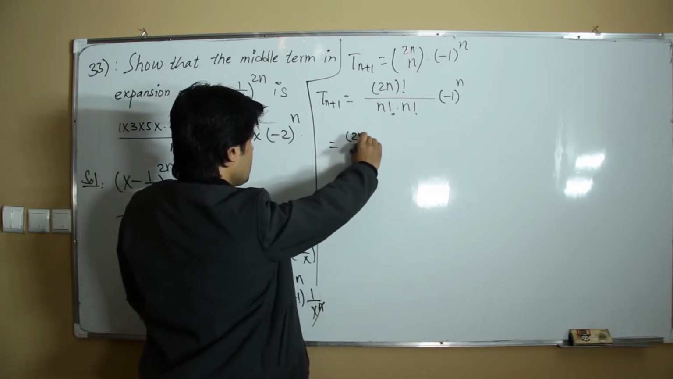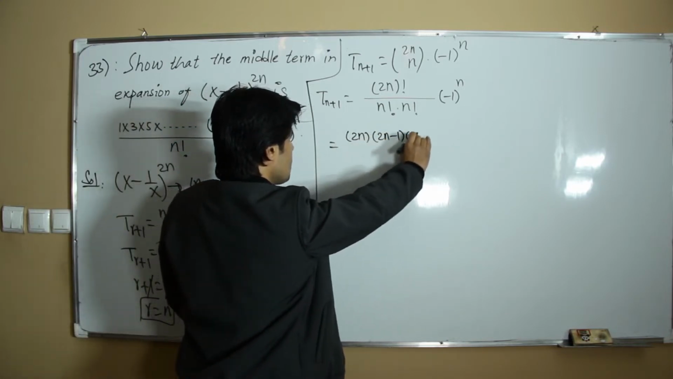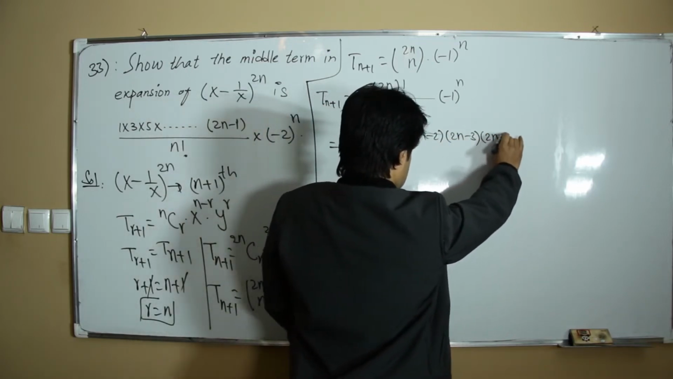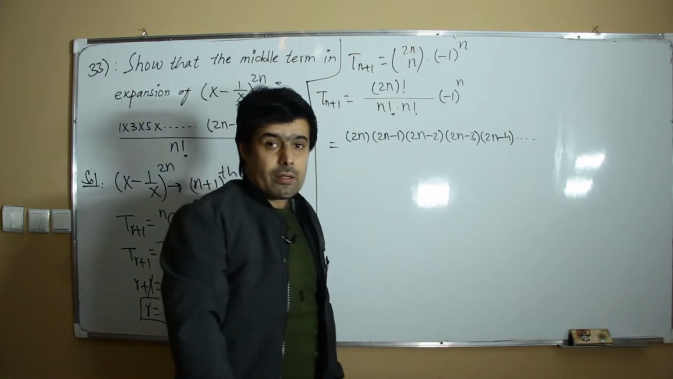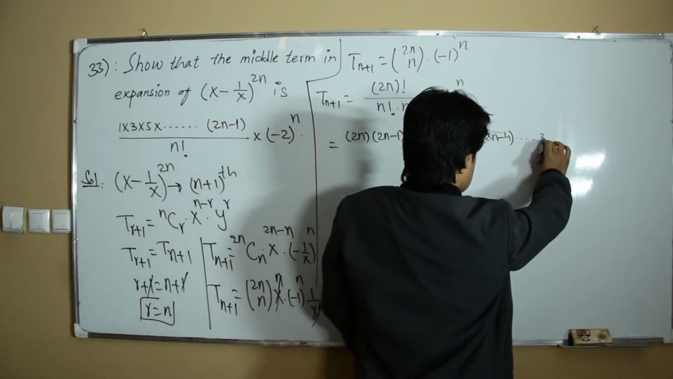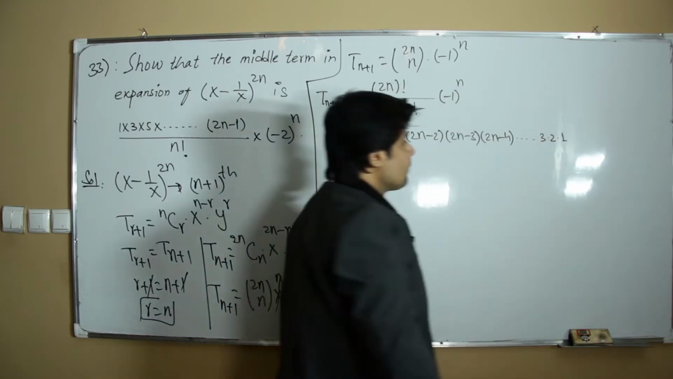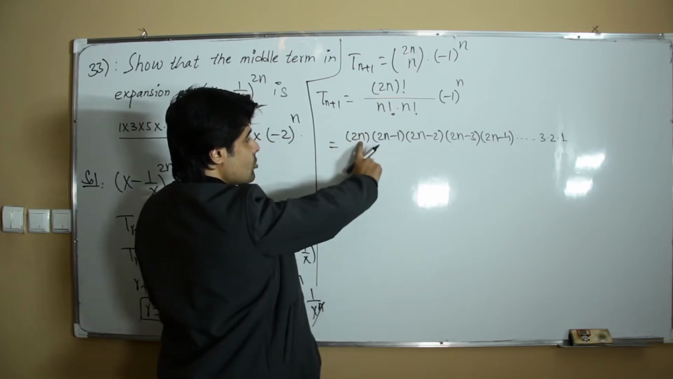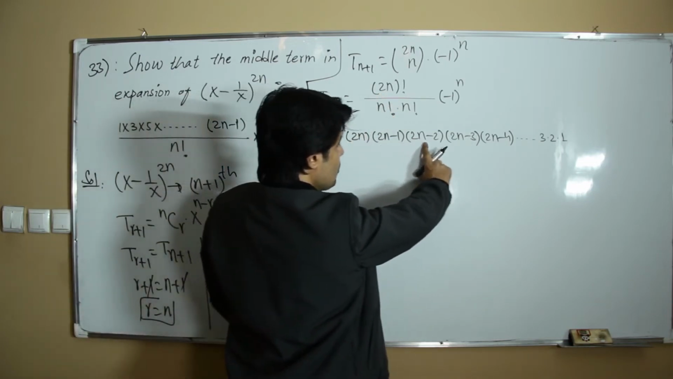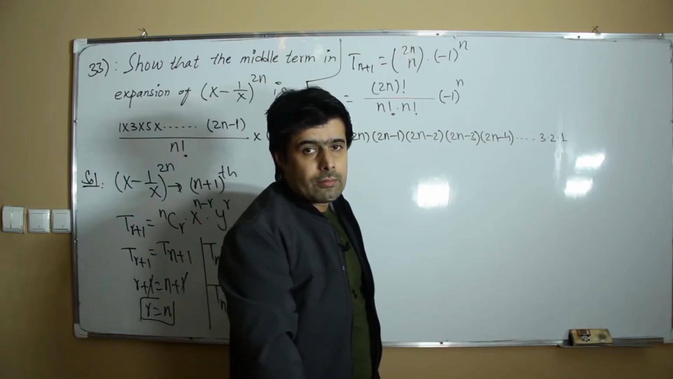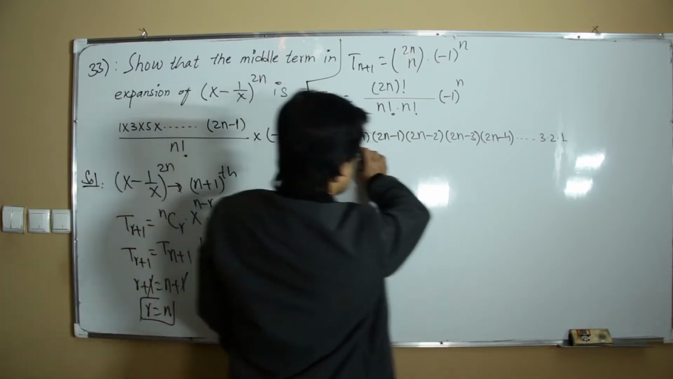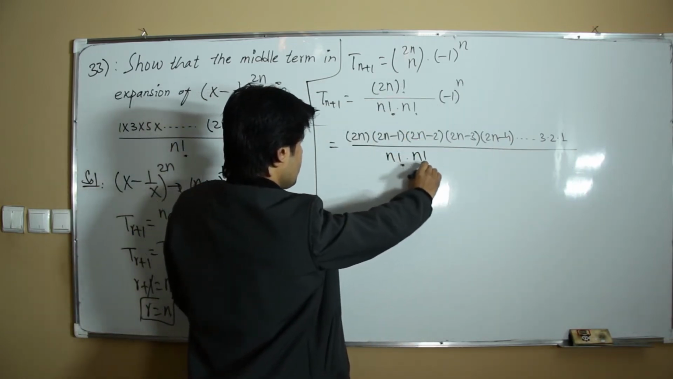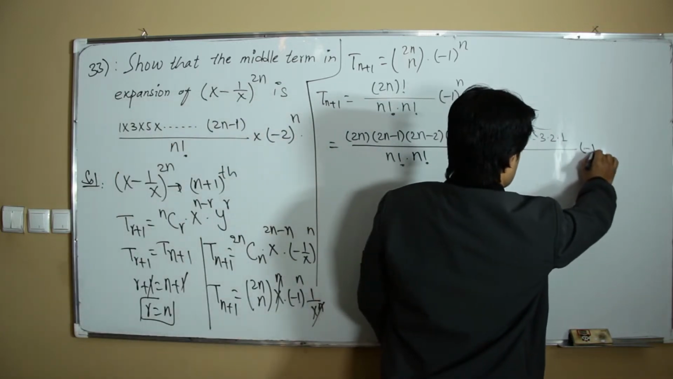It means 2n, 2n minus 1, 2n minus 2, 2n minus 3, 2n minus 4, up to where? Up to 1, up to 3 times 2 times 1. 2n is a number, for example 12. Then 12 minus 1, 12 minus 2, up to 3, 2, 1. Am I right? Yes. Divided by n! times n! times minus 1 raised to the power n.